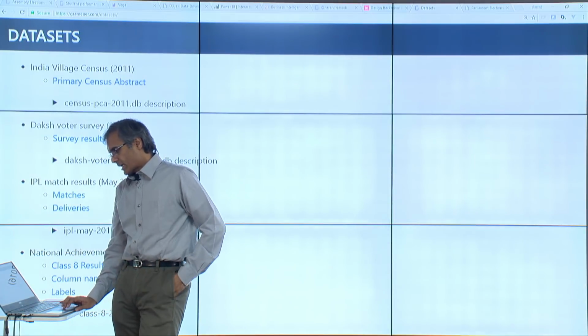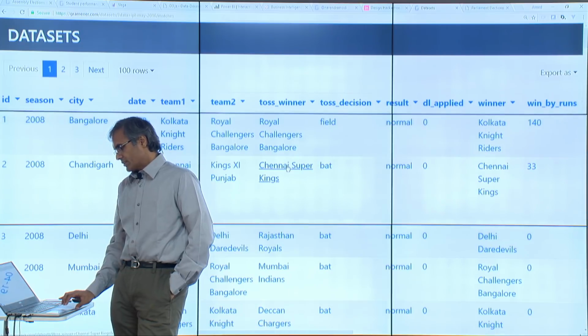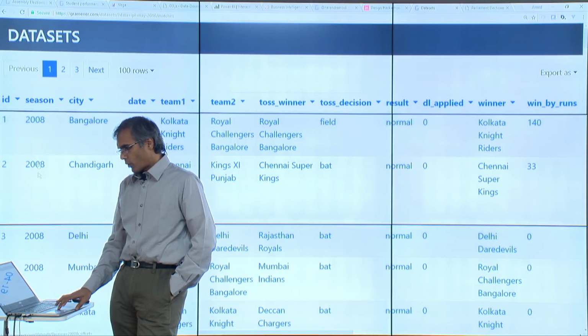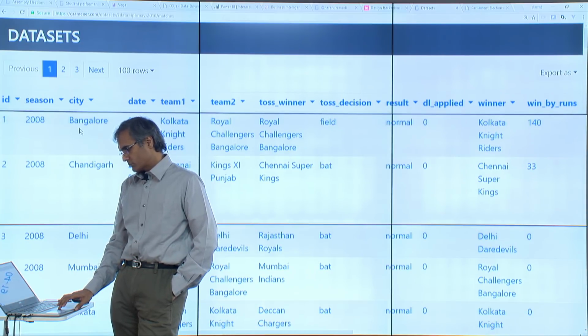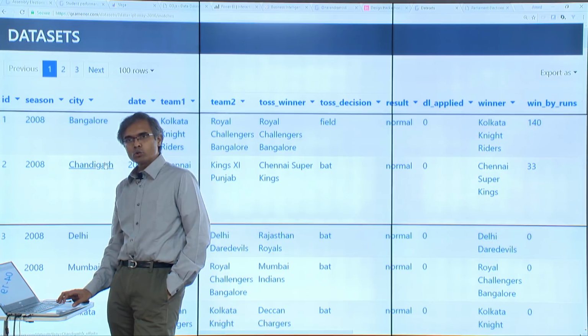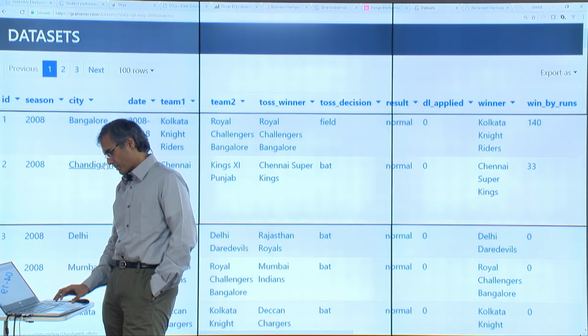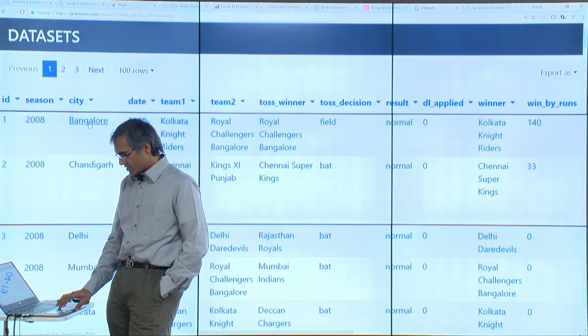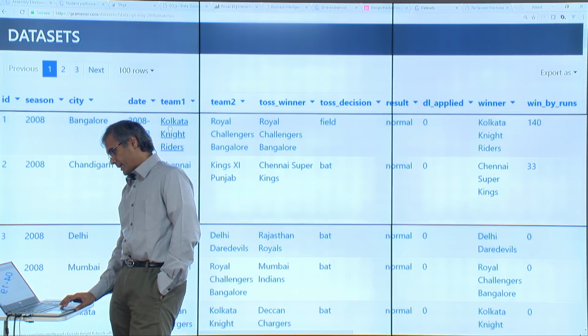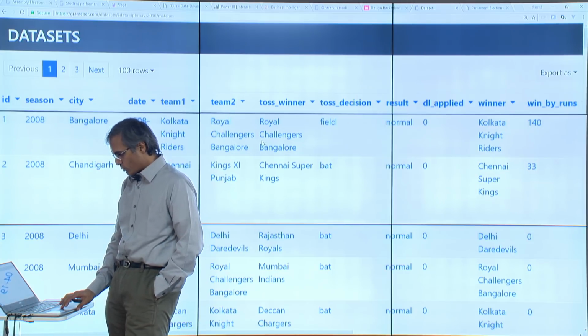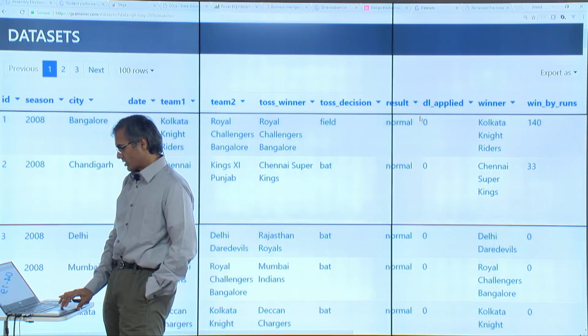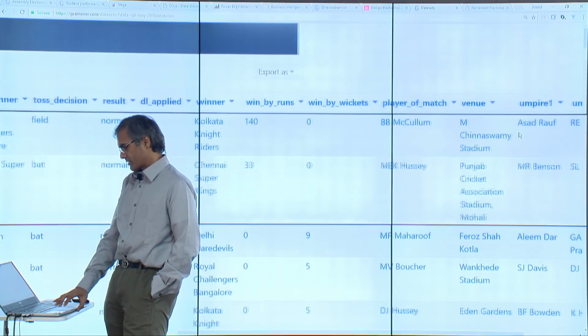Let us take the IPL match results. So this is a data set that has the results of all IPL matches from 2008 all the way down to 2016 March or May. And we have the details of which city it was played in, the date on which it was played, the two teams that played, which team won the toss, what decision they made, what the result was, how many runs they won by, and so on.